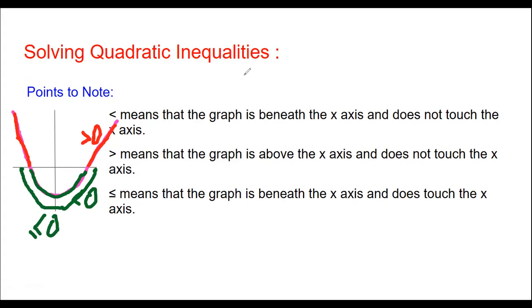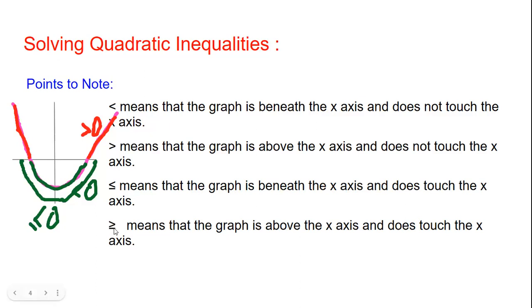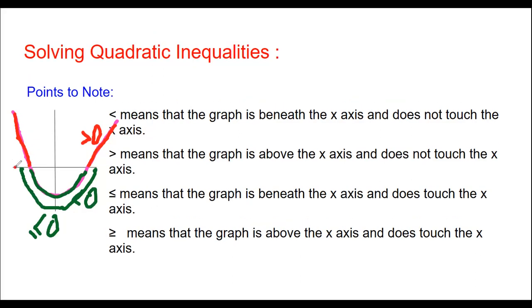Okay. And finally, the greater than or equal to sign means that the graph is above the x-axis and it touches the x-axis. So all the points that touch the x-axis and are above the x-axis represent greater than or equal to 0. Okay? And that's how you use the graphical method, or the parabola method, to solve quadratic inequalities.